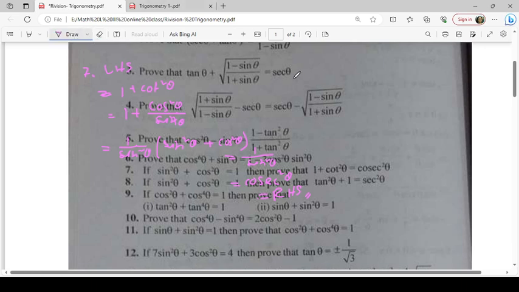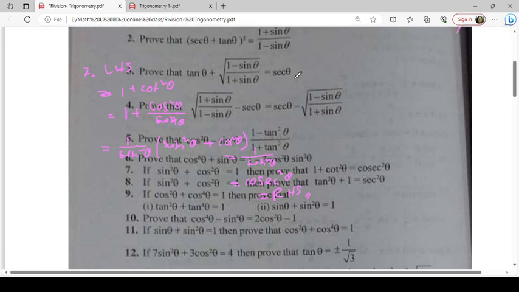Let us see the next problem. Number 9, we can see given cos square theta plus cos to the power 4 theta is 1. It is a condition. So we need to prove tan square theta plus tan to the power 4 theta is equal to 1.